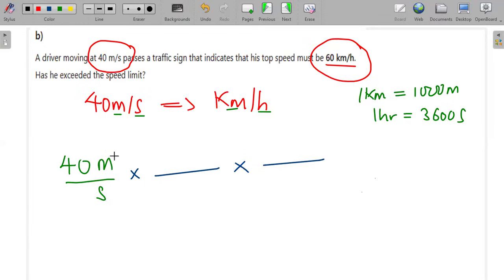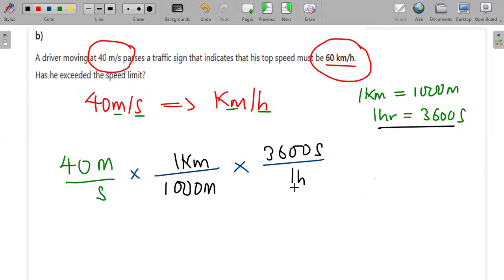So if this meter has to cancel, since it's on top here, I'm going to write it down: 1,000 meters, and then I write 1 kilometer. And then here I'll put this conversion factor in such a way that the S should cancel. The S is down here, so I'm going to put it on top, and then 1 hour here. So we see that the M and the M cancel out, the S and the S cancel out. So I have 40 multiplied by 1 kilometer, multiplied by 3,600, and then divided by 1,000.